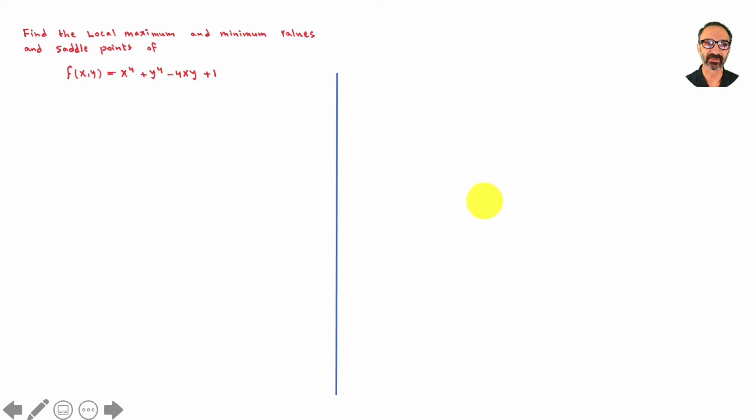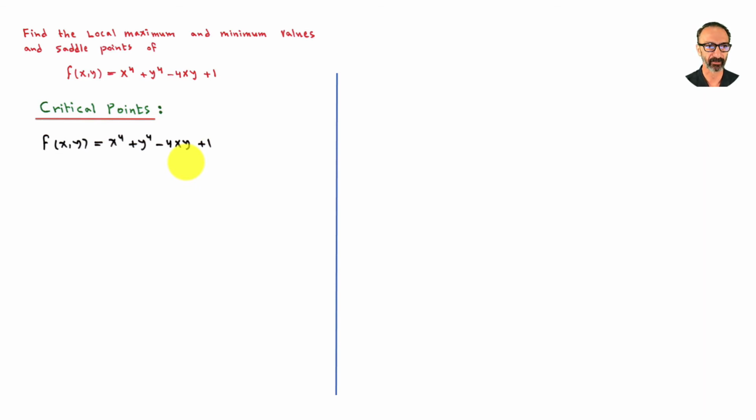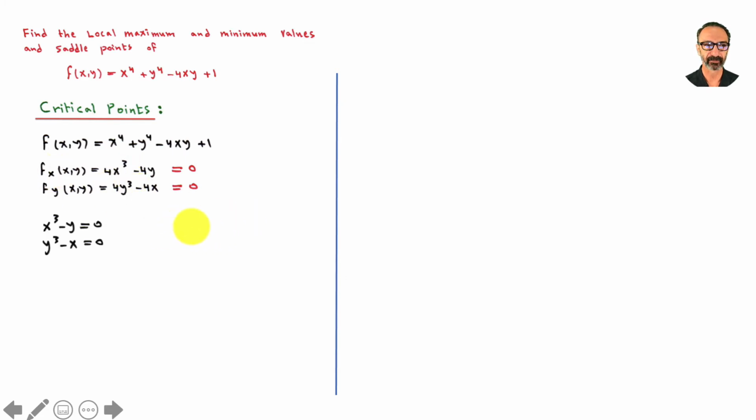Find the local maximum and minimum values and saddle points of a function of this type: x to the fourth plus y to the fourth minus 4xy plus 1. Let's look for the critical points. To look for the critical points, we find the first derivatives, we set them equal to 0 and so on. Here's the first derivatives with respect to x and y. There are too many 4's, as you could see. We set them equal to 0. Let's get rid of the 4's. That's after you divide by 4 everywhere.